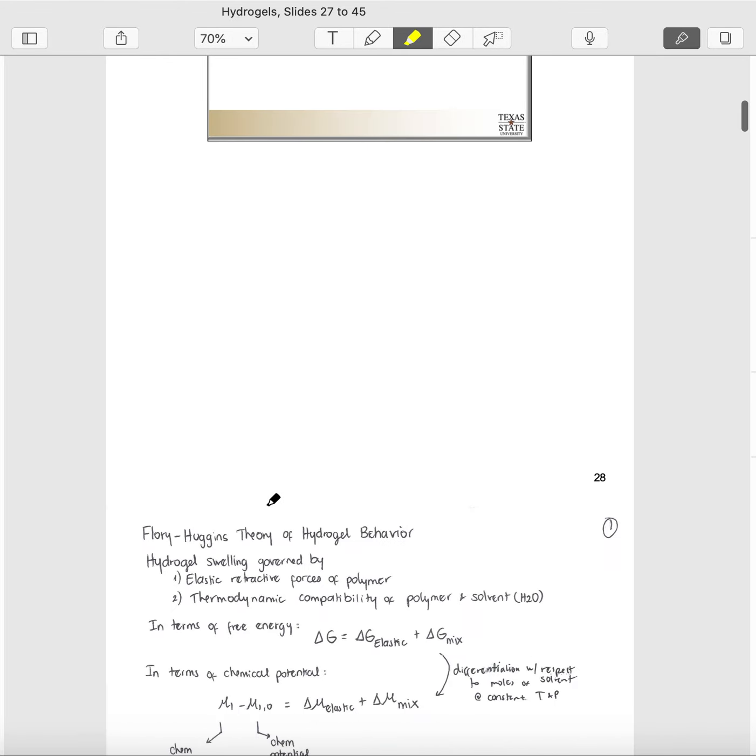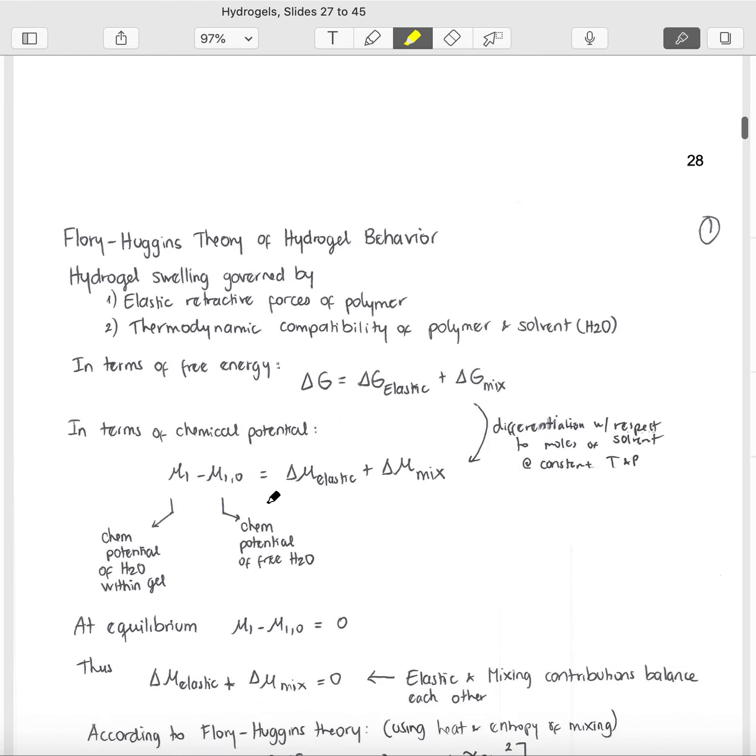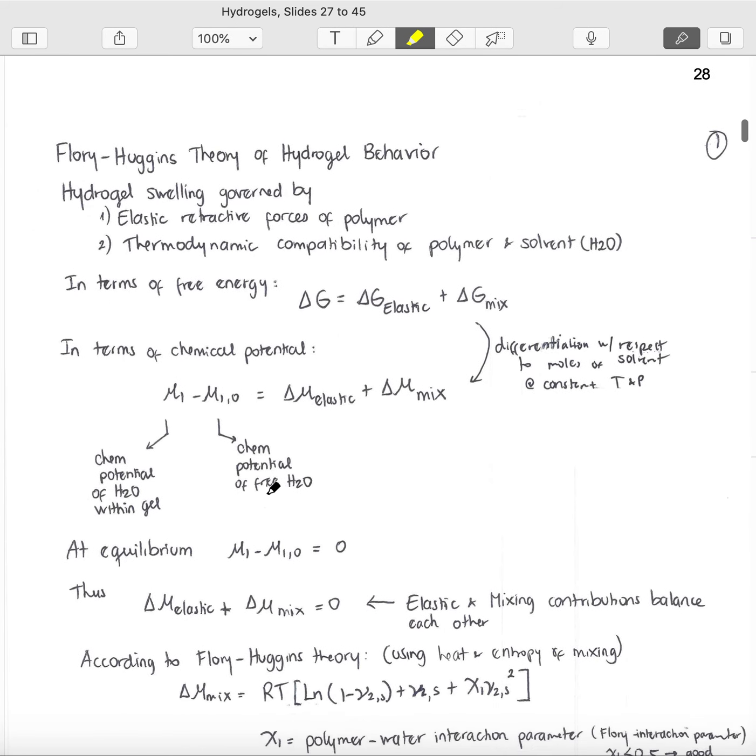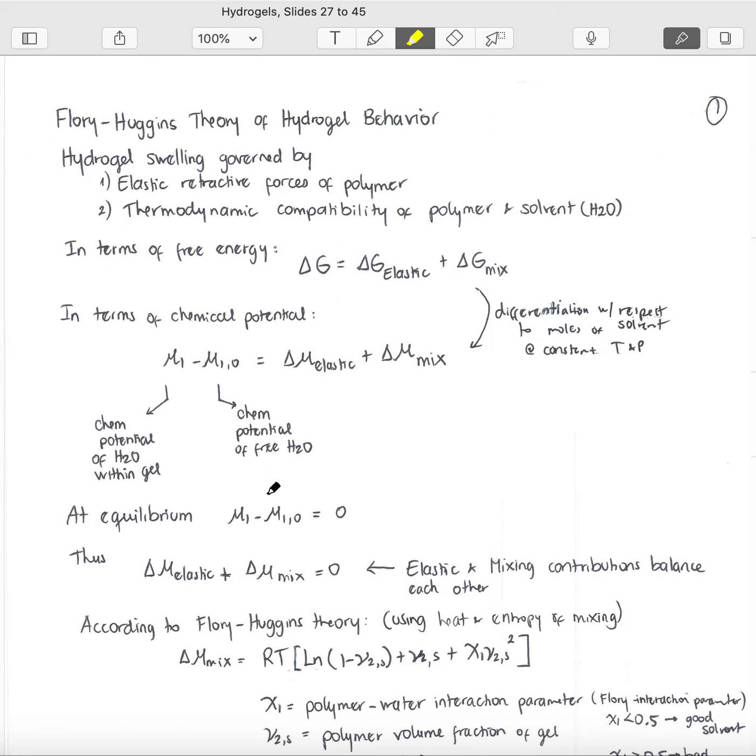All right. So the theory behind hydrogel behavior and hydrogel swelling was developed by Flory and Huggins. And basically it says that the ability of the hydrogel to swell is controlled by two factors. The first factor is the elastic retractive forces that are associated with the crosslinks in between the polymer chains. And that is competing with the thermodynamic compatibility of the polymer with the solvent, which would lead to the mixing of that polymer in the solvent.